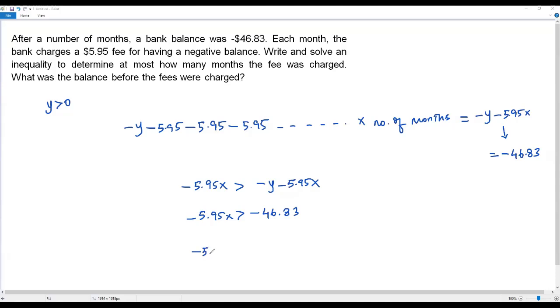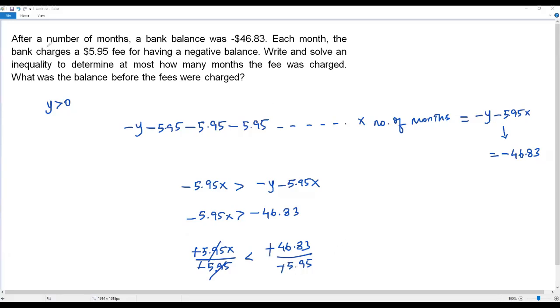Let me do it. Negative 5.95x over here, and here we have negative 46.83. Now I divide both sides by negative 5.95. Whenever I divide both sides of an inequality by the same negative number, I have to flip the inequality sign. Here we already have greater than, so since I divided both sides by negative 5.95, let me flip this inequality sign, and it will become less than. Here the negatives will cancel out, and 5.95 will cancel out.